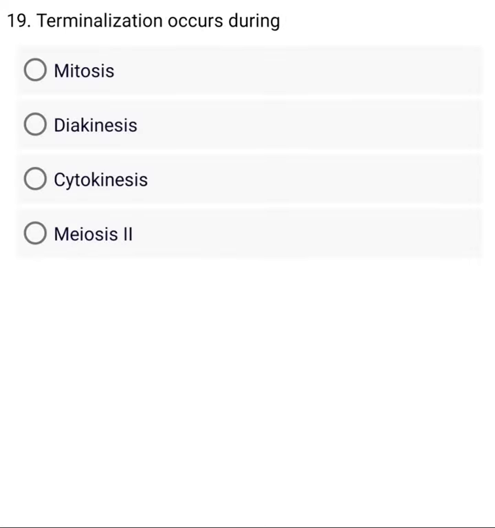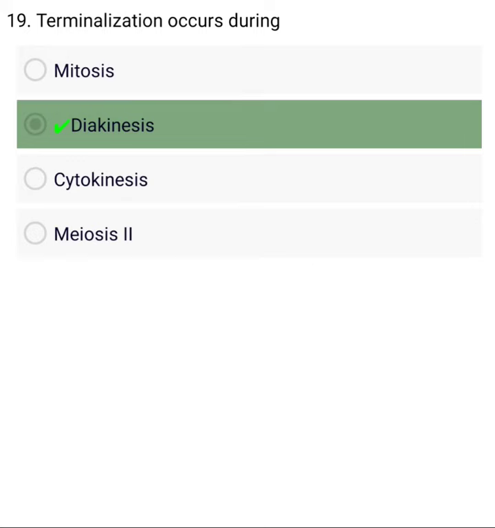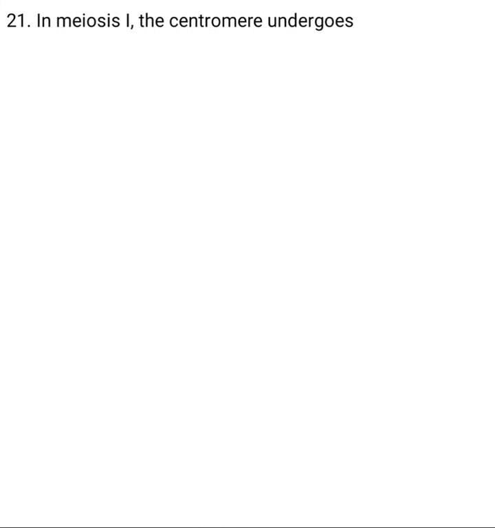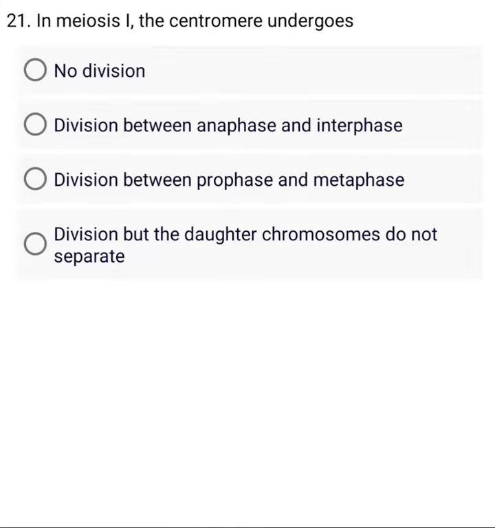Right. Terminalization occurs during A. Mitosis, B. Right. Number of chromosome groups at equatorial plate of metaphase I of a plant body having 2n equals 50 chromosomes shall be A. 100, B. 75. Right. In meiosis I, the centromere undergoes A.